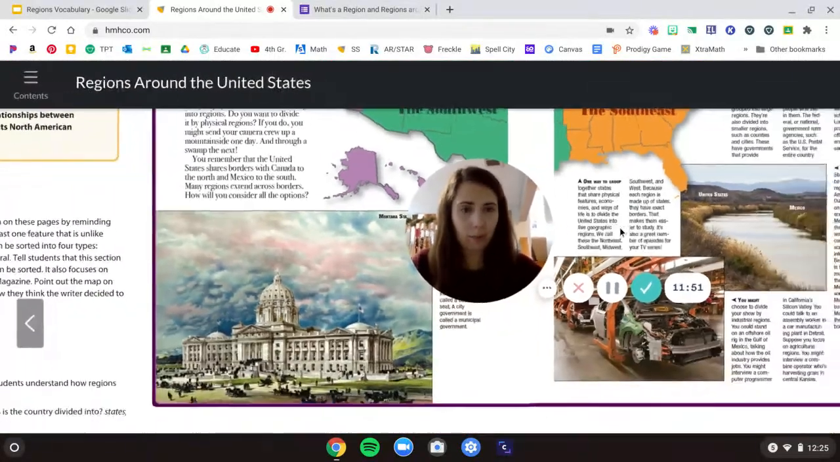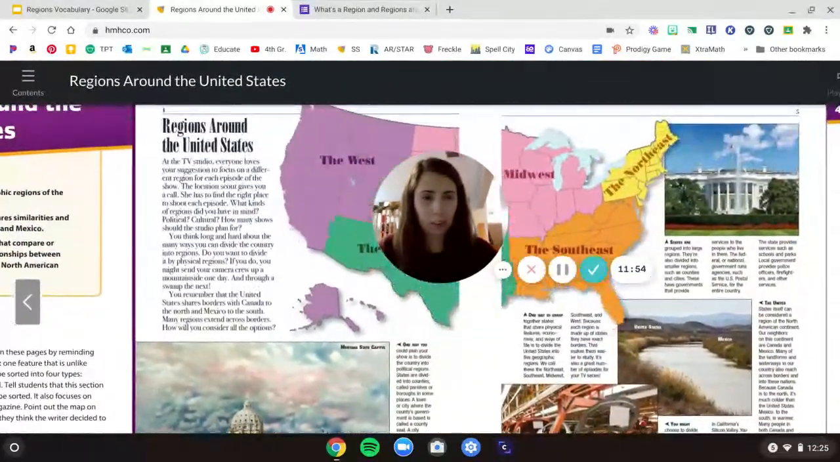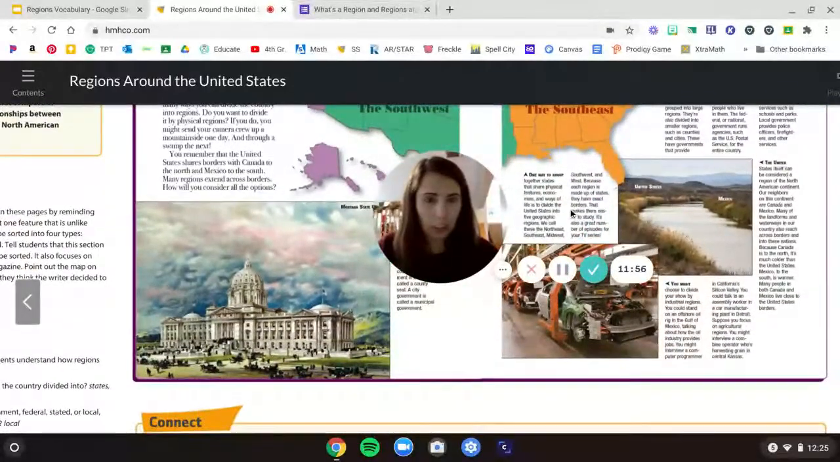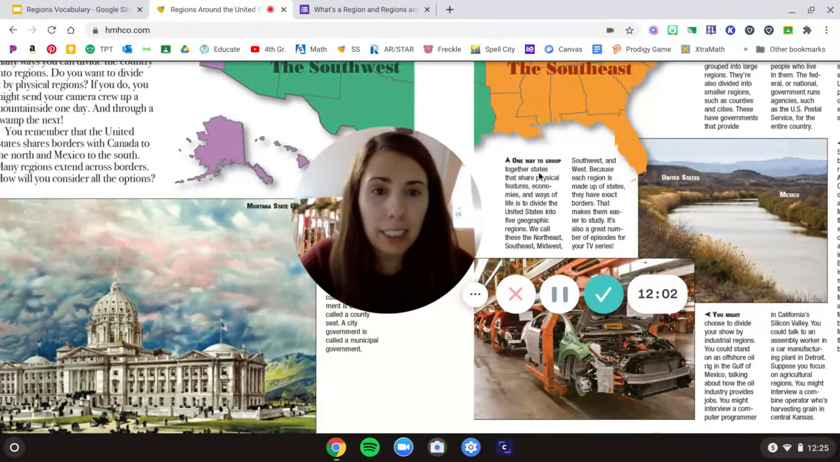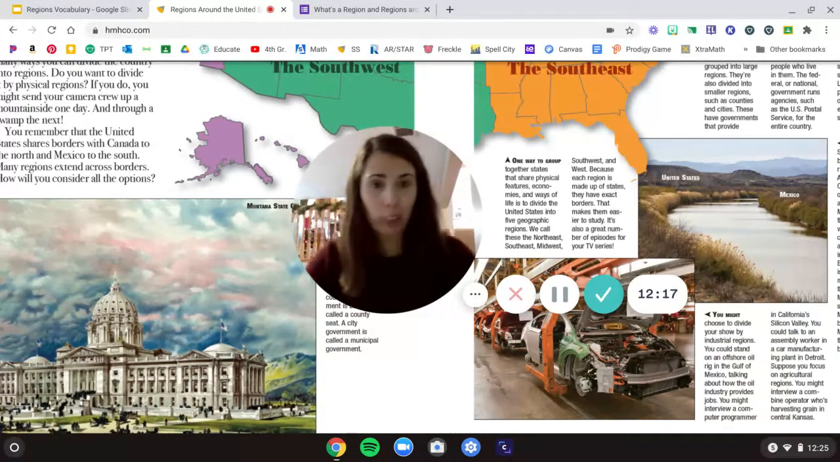All right, let's look here. Let's go to this middle one underneath the southeast. One way to group together states that share physical features, economies, and ways of life is to divide the United States into 5 geographic regions. We call these the Northeast, the Southeast, Midwest, Southwest, and the West. Because each region is made up of states, they have exact borders. That makes them easier to study. It's also a great number of episodes for your TV series.